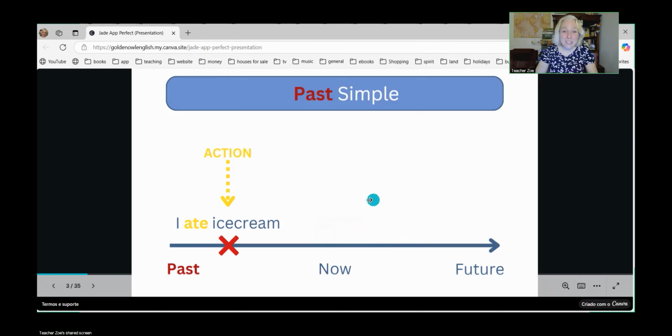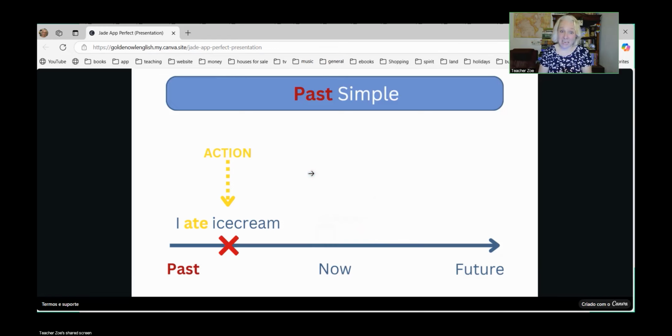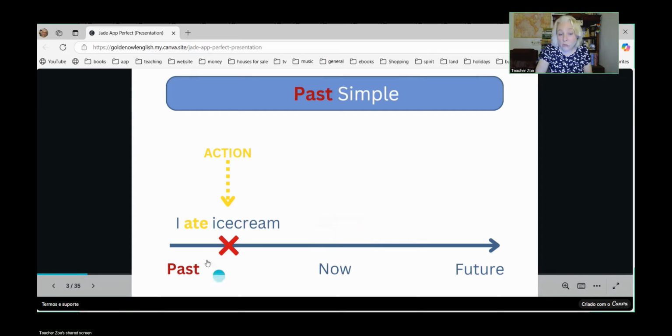So if we have a look at this here, we have an action that I like very much, eating ice cream. Only I'm going to put this in the past. I'm going to say, talk about last year, for example. I ate ice cream. If I'm not still eating it now, the action started, it finished, it was all there in the past. And because of that, we can draw it here as a nice, neat little cross. It happened in the past.